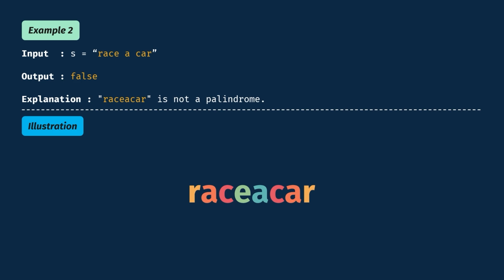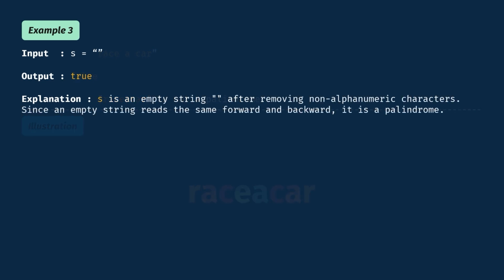Therefore, we return false. Now, our third example shows an edge case, where S equals an empty string and the output is true. The explanation is that after removing non-alphanumeric characters, we get an empty string. Since an empty string reads the same forward and backward, it is considered a palindrome. This is an important edge case to remember. Empty strings are valid palindromes by definition.